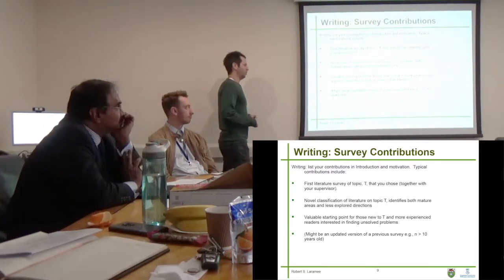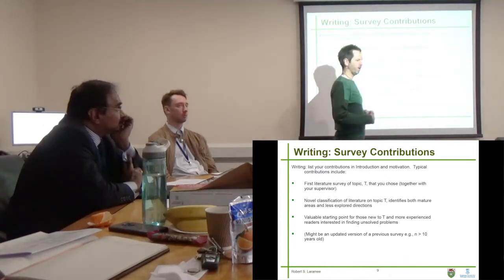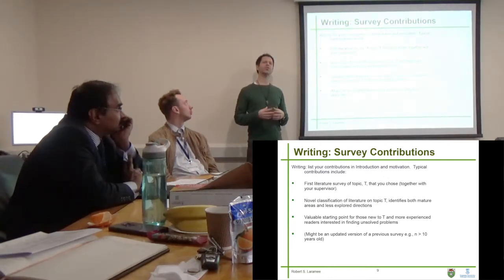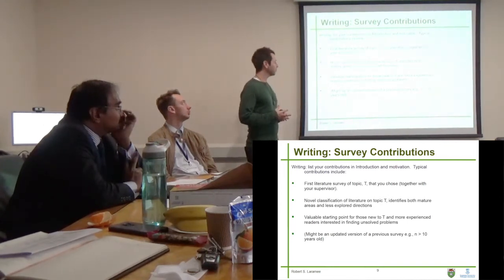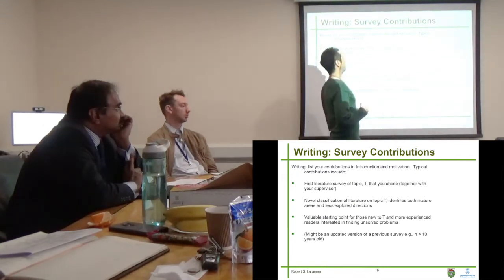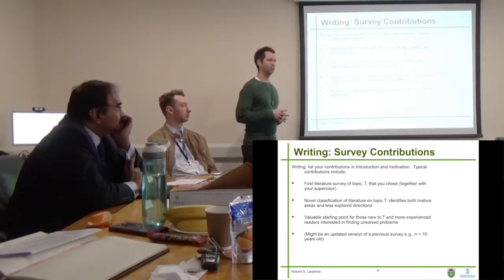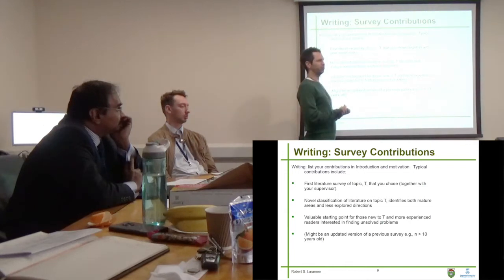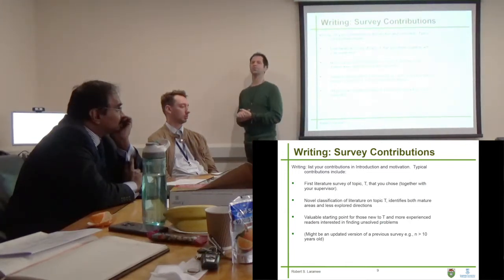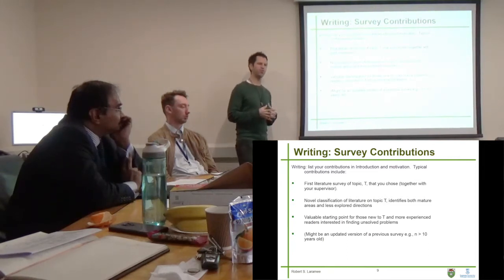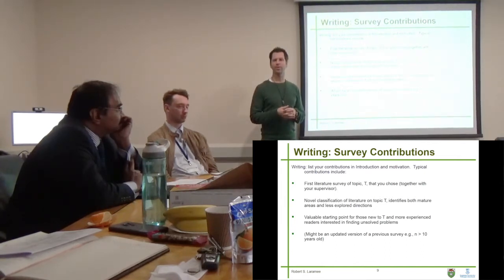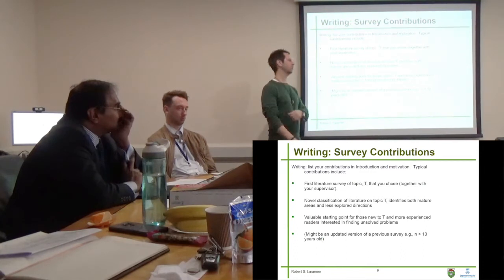Now, if you want to write a good introduction to your survey and you want to publish it, you want to think about contributions. What does your literature survey contribute to science, for example? And this goes into the introduction and motivation section. So some typical contributions of a literature survey. It could be the first literature survey of the topic you've chosen. So you may have chosen a topic, and you might be the first one ever to work on a literature survey of that topic. That's a nice contribution, right, to be the first person doing that literature survey.